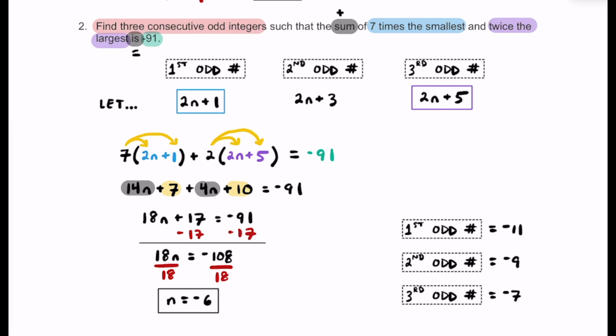So there you have 2 different examples of working with some consecutive even integers as well as some consecutive odd integers.